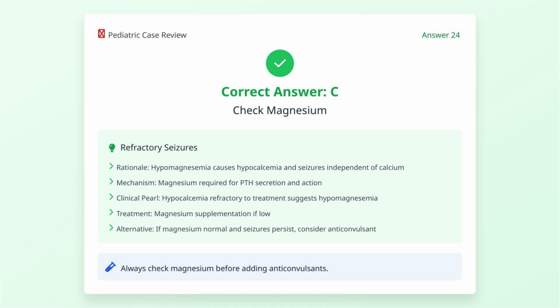Hypomagnesemia causes both hypocalcemia and seizures independent of calcium levels. Magnesium is required for parathyroid hormone secretion and action. Hypocalcemia refractory to treatment suggests hypomagnesemia. Provide magnesium supplementation if low. If magnesium is normal and seizures persist, consider adding anticonvulsant medication.